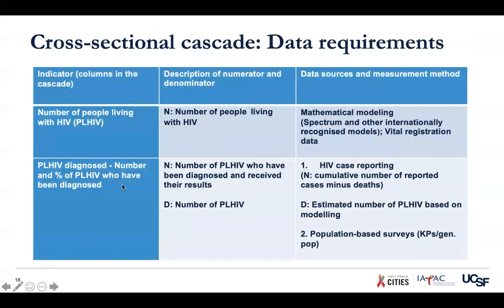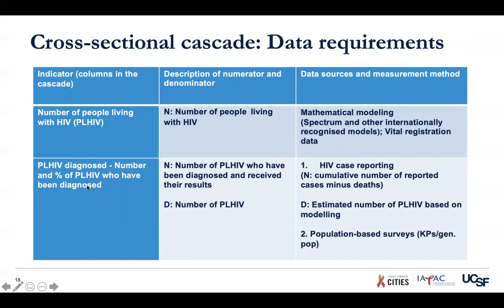So let's talk about cross-sectional cascades. Here are the data requirements. We have the number of people living with HIV. That's a denominator, and we get that typically from mathematical modeling, although occasionally we can use vital registration data. This is mostly modeled. Spectrum is the most common model.